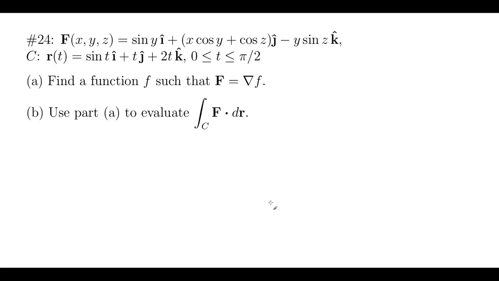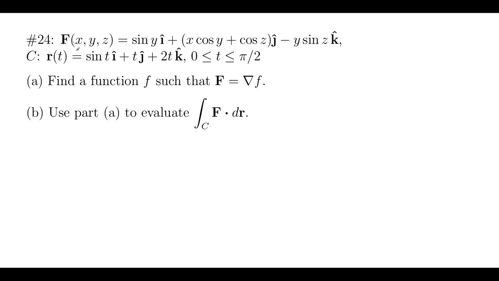Exercise number 24 gives us a vector field and a curve C defined by a parameterization here, this vector function r of t. And it has two parts. We are first asked to find a function small f such that big F is equal to the gradient of small f. And the second part is to use part A to evaluate the line integral along C of F dot dr. So part A is basically asking us to find a potential function for the vector field.